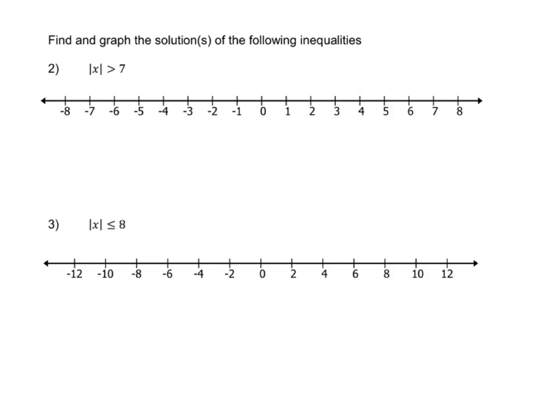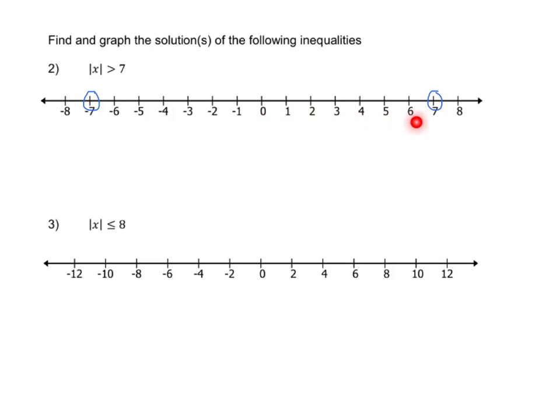Alright, let's look at two other ones. We have an inequality now. The absolute value of x is greater than 7. Whatever number x is, its distance away from 0 needs to be bigger than 7. Well, let's think about what numbers that could be. Let's first think about what numbers are 7 spaces away from 0. That's going to be 7 and -7. 7's right here, -7 is right here.